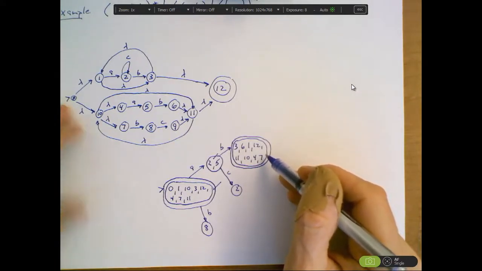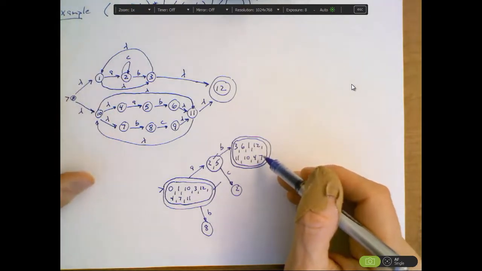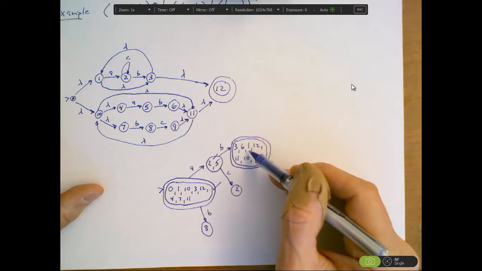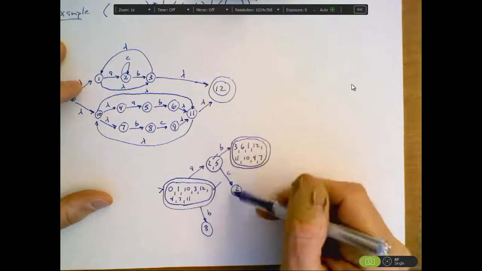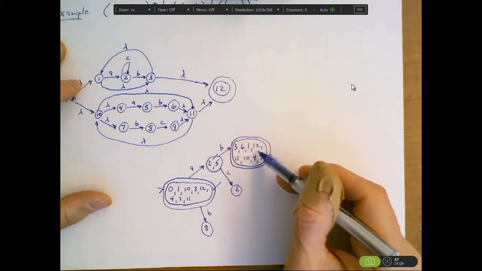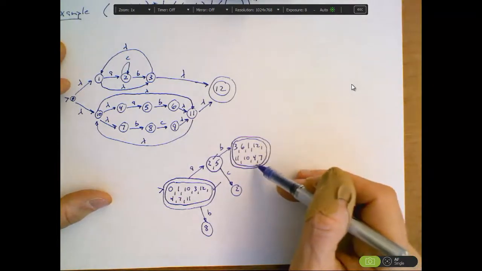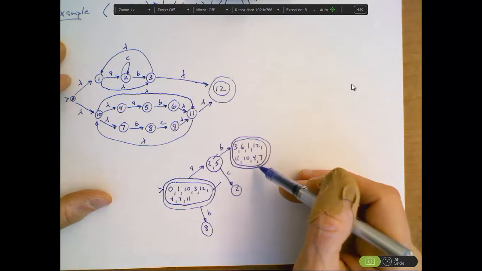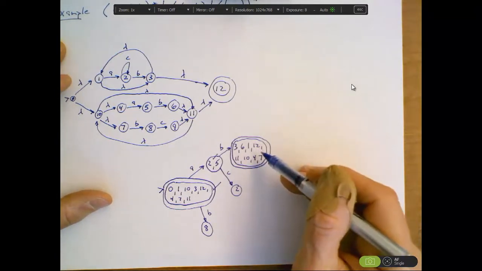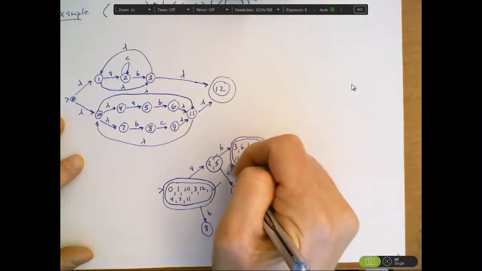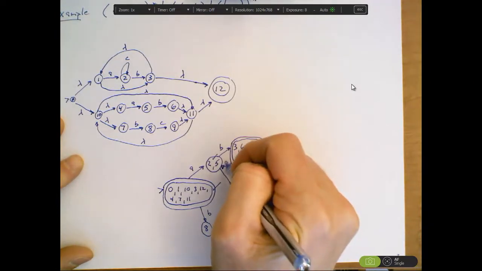What about on an A? From 3, can't go anywhere on an A. 6 on A, can't go anywhere. 1 on an A can go to 2. I've got to remember that because it could be one of these 2 states. 12 can't go anywhere on an A. 11 can't go anywhere. 10 can't go anywhere. 4 on an A could go to 5. So now I can go to both 2 and 5 from this state on an A. 7 can't go anywhere. So in fact, it's a back arc right back here on an A.